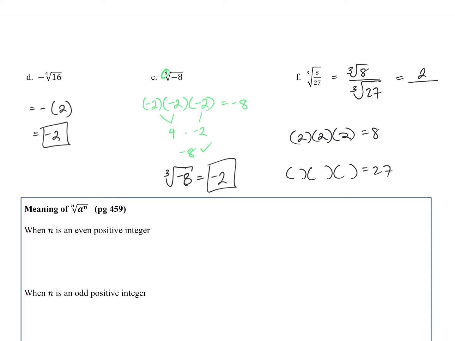over what? Well, let's try 3. 3 times 3 is 9. 9 times, bring down that 3, is 27. And it's the right sign. So that's going to be 2 over 3.